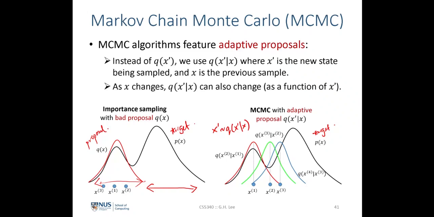And here's an illustration. Suppose that we begin with the same proposal distribution as in our importance sampling, shown by the red curve over here.